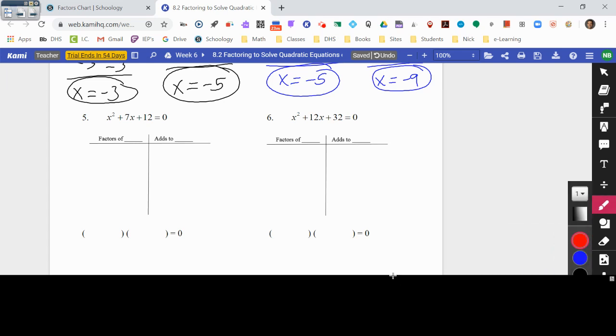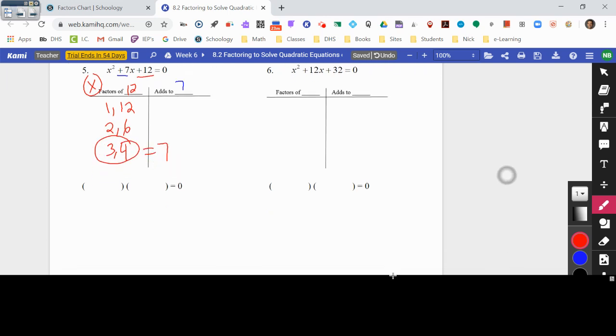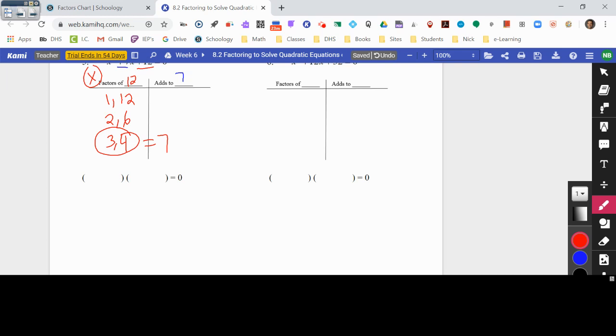So we're looking for factors of 12, or numbers that multiply to 12, but that add to 7. So we're going to list out our factors of 12. We have 1 and 12, we have 2 and 6, and we have 3 and 4. And the pair that adds to 7 is going to be this 3 and 4. So hopefully that's what you found. Now I'm ready to finish factoring it. So we get x plus 3 times x plus 4 is equal to 0.